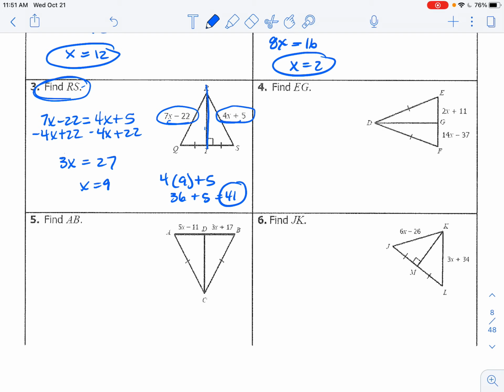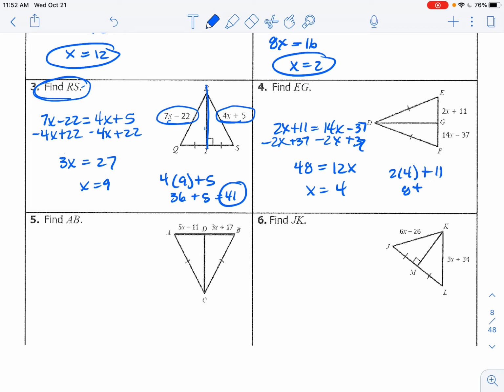Question number 4. 2x plus 11 is equal to 14x minus 37. Let's subtract 2x from both sides, add 37. All right, so we have 48 is equal to 12x, and so x is equal to 4. If I substitute in for my x, 2 times 4 plus 11, that's 8 plus 11 is 19. And that is actually the measure of EG.